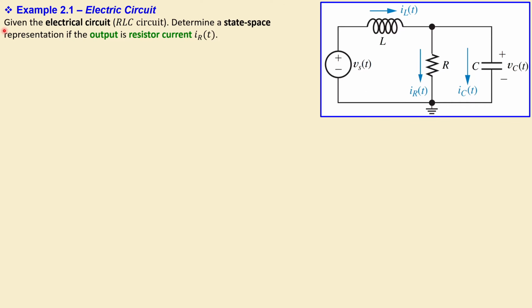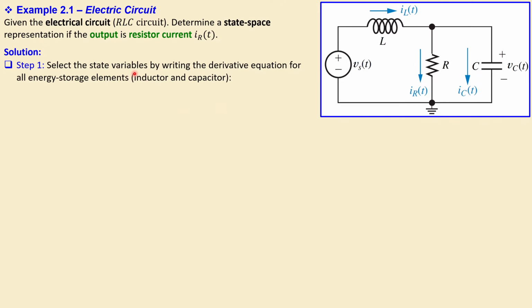So what we want is the following. Given this RLC circuit, determine a state space representation if the output is the resistor current. This is important because I can give you any other system, mechanical, thermal, whatever it is. If I don't mention the output, you cannot actually determine the state space representation. So I need to mention that clearly. We have an input, Vs, the voltage, and an output, IR, the current through the resistor R. So we now have enough information. Let's then work out the solution.